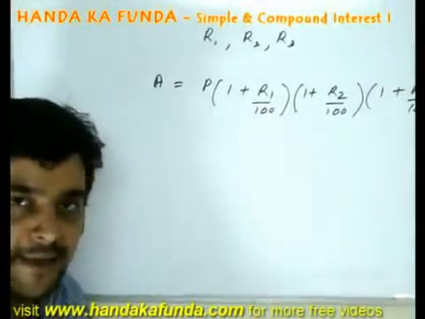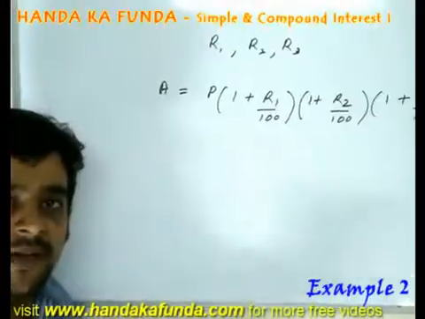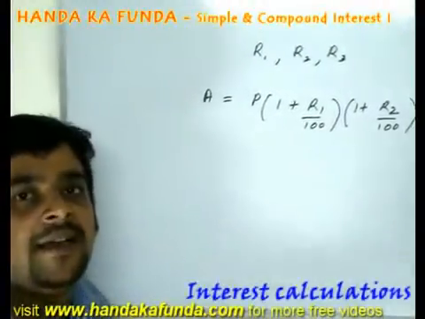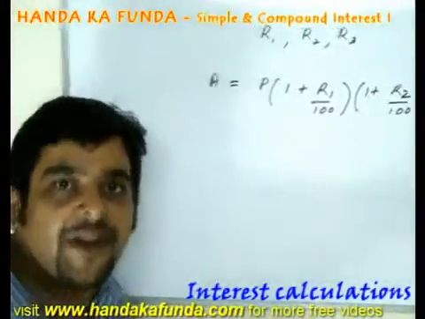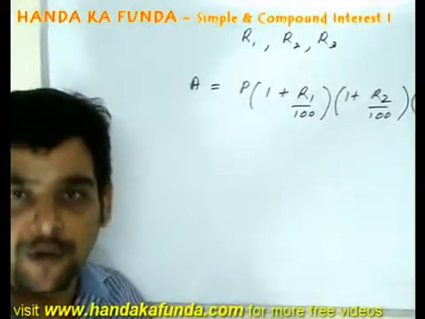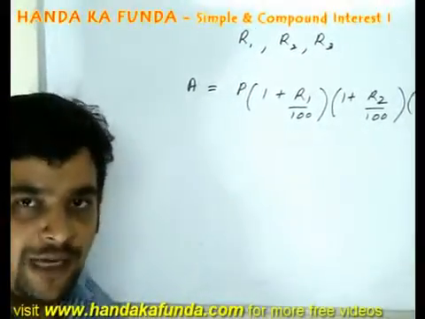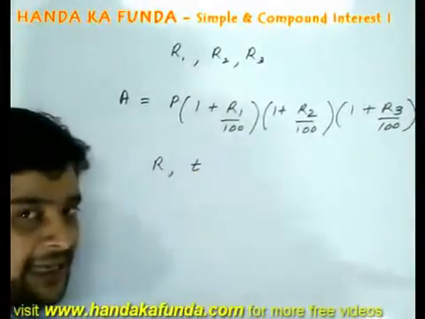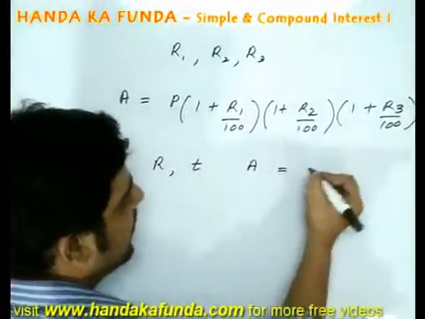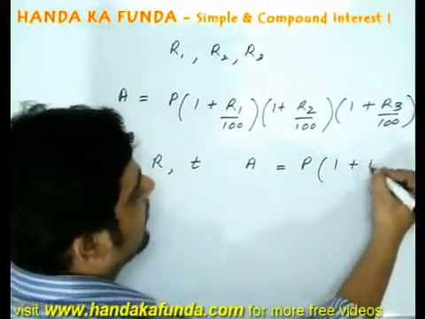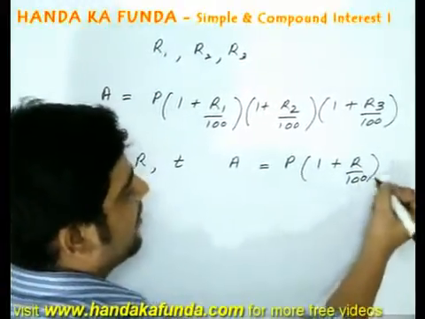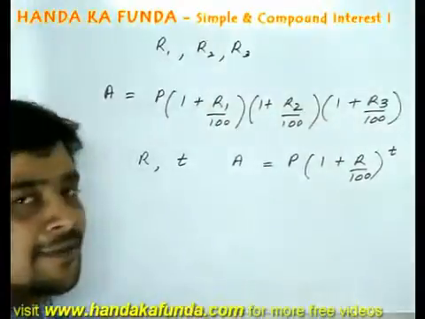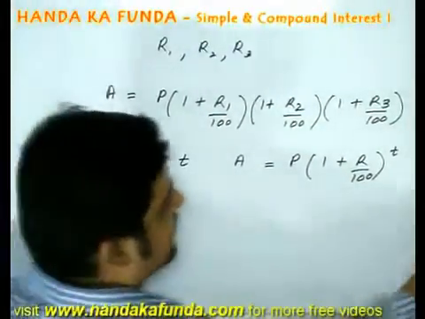There are a few other cases as well. For example, if the interest is calculated every half year or every quarter, half yearly or quarterly, then how will our formula change? If my rate of interest is R for a period of T years, amount is given by P into (1 plus R by 100) to the power T. That is provided it is compounded annually.